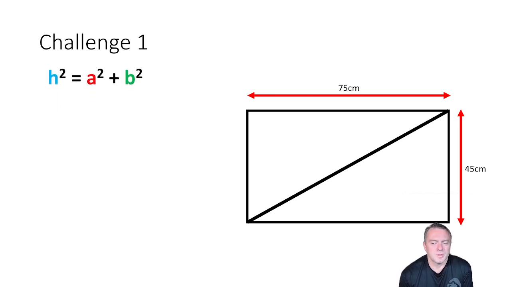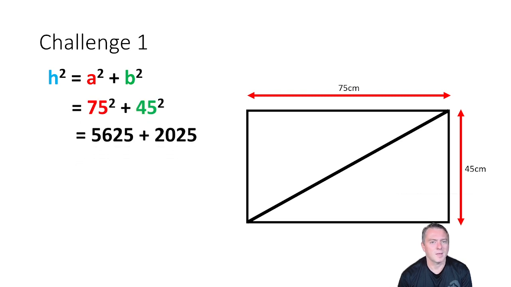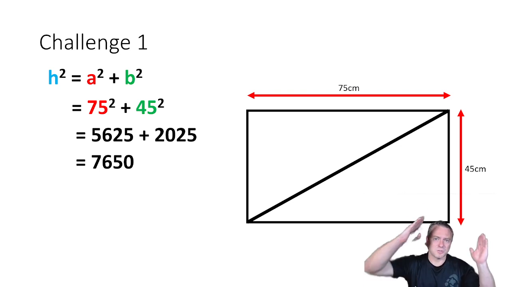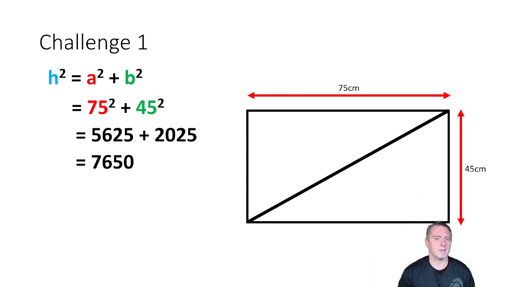First rule, we can see that we've got a Pythag question, so we're trying to find the hypotenuse here. So h squared is equal to a squared plus b squared. We fill in the blanks: 75 squared plus 45 squared. That gives us 5,625 plus 2,025. So h squared is 7,650. Imagine a little square popped off the top there. That's how many units would be there in centimeters squared.